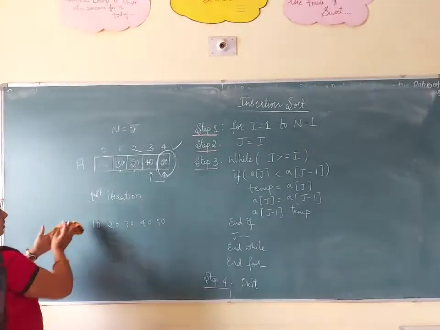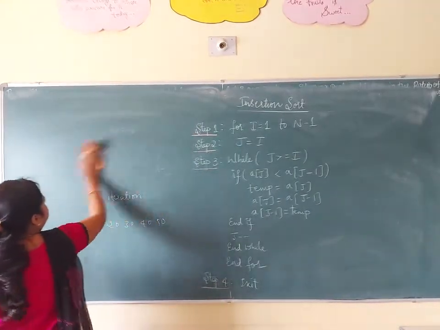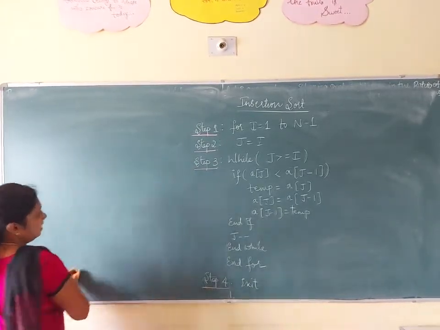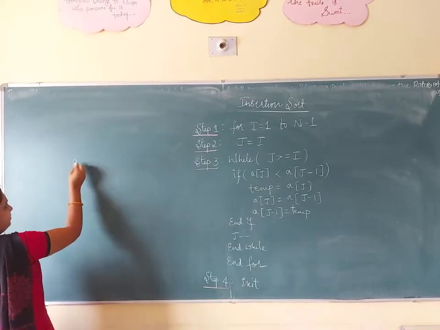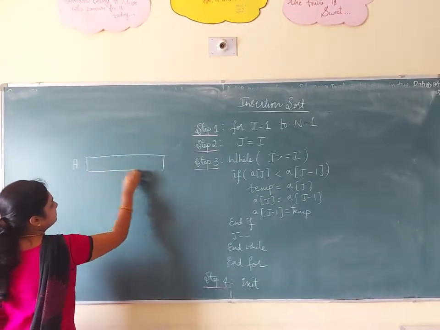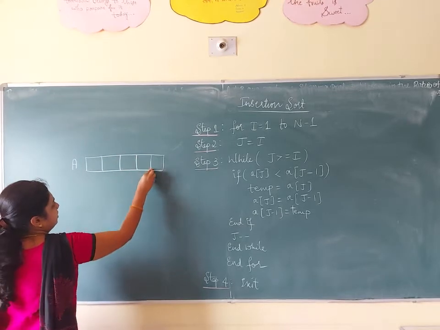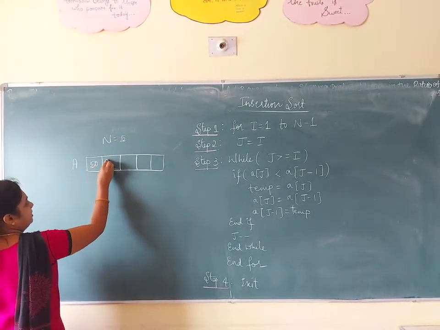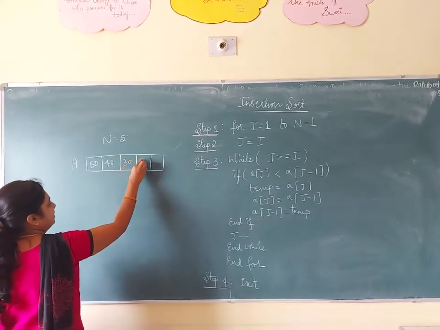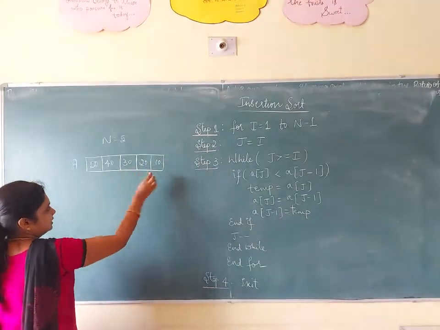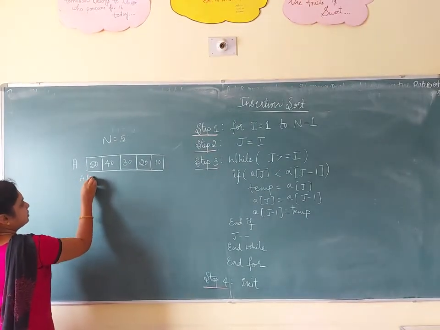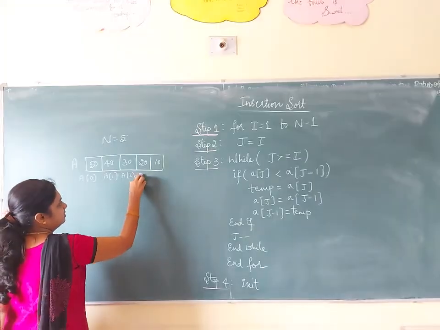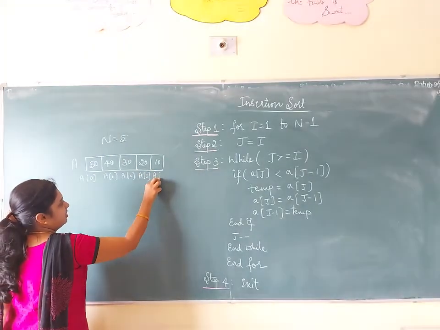Now we'll move on to an algorithm, the insertion sort algorithm. I am going to take the array name A. Consider this array, with size equal to 5. So here 50, 40, 30, 20, 10. This is an unsorted array, in the positions A of 0, A of 1, A of 2, A of 3 and A of 4.